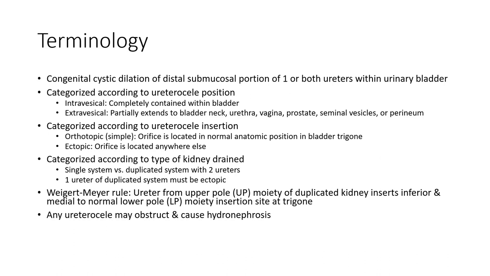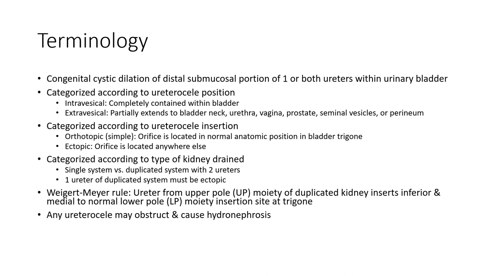Categorized according to type of kidney drainage: single system, or a duplicated system with two ureters. One ureter of a duplicated system must be ectopic. Weigert-Meyer rule: the ureter from the upper moiety of a duplicated kidney inserts inferior and medial to the normal lower moiety insertion site at the trigone.